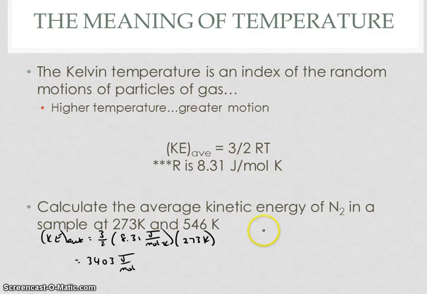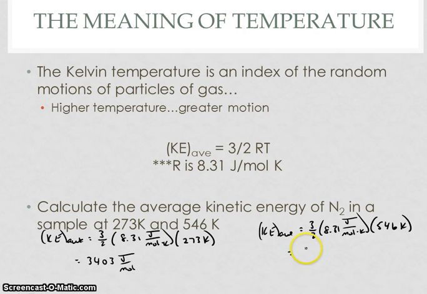Now for our second temperature, kinetic energy average equals 3/2 times 8.31 joules per mole Kelvin times 546 Kelvin. And when we plug that in, we get 6,806 joules per mole. So when we look at this, as the temperature goes up, the average kinetic energy of particles increases.